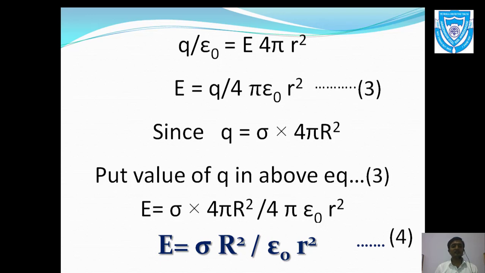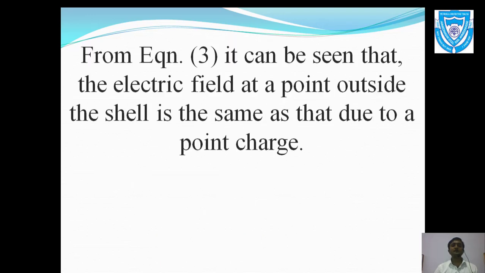sigma is surface charge density, capital R is the radius of the actual sphere, small r is the radius of the Gaussian surface, and epsilon naught is the permittivity of free space. This is the formula for finding the electric field intensity outside a hollow charged sphere. Now from equation 3, it can be seen that the electric field at a point outside the shell is the same as due to a point charge.